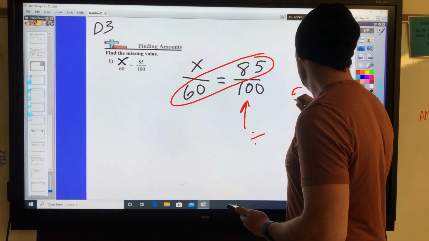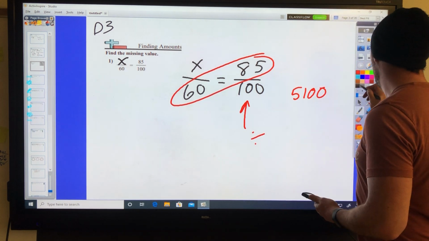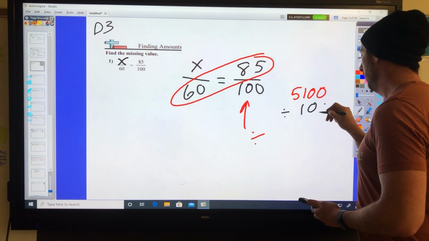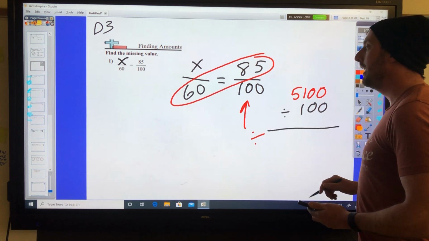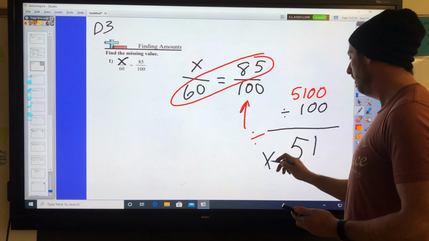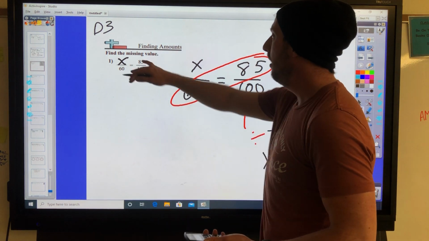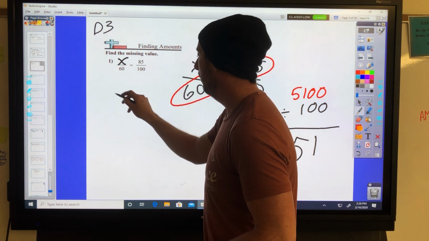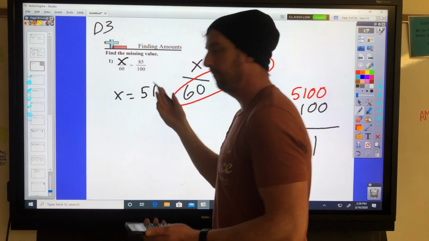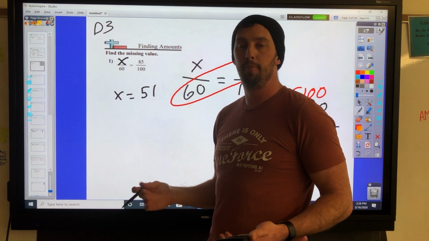So 5,100, and then I divide by the remaining number of 100. That will get me an answer of 51. So x equals 51 as my remaining value. So under x over here, you could just write the answer, x equals 51. Got it? And remember, you can always rewind to see the example again. Okay?